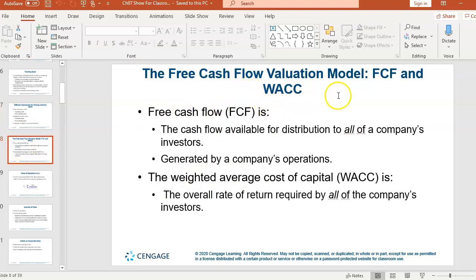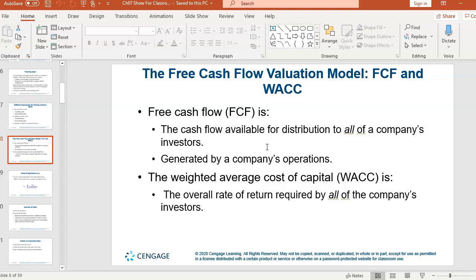Okay, so free cash flow is the first one we'll take a look at. When you see FCF in any of your reading and the slides, it just stands for free cash flow. And the WACC is the weighted average cost of capital. So free cash flow, the definition, is the cash available for distribution to all of a company's investors, generated by operations. Obviously a well-run company that's performing well will generate free cash. That's the whole point. And once you begin to generate free cash, the thought is then we can use that as a valuation of the company.